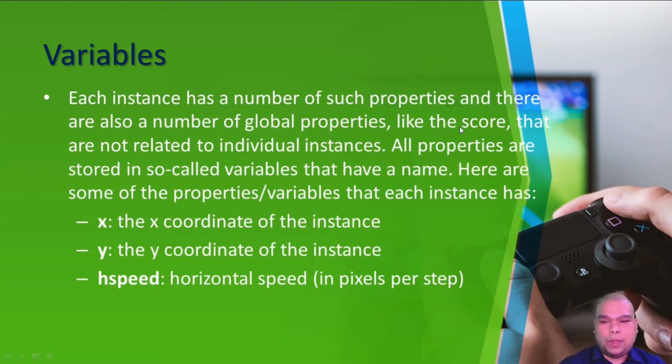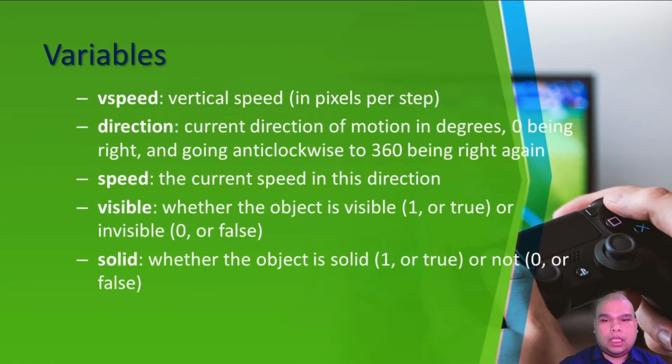We have hspeed, horizontal speed in pixels per step. Vspeed, vertical speed in pixels per step. Direction, current direction of motion in degrees, 0 being right, and going anti-clockwise to 360 being right again. Speed, the current speed in this direction. Visible, whether the object is visible, usually the value is 1 or true, or invisible, most of the time with values either 0 or false. Solid, whether the object is solid, 1 or true for its value, or 0 or false if it's not.